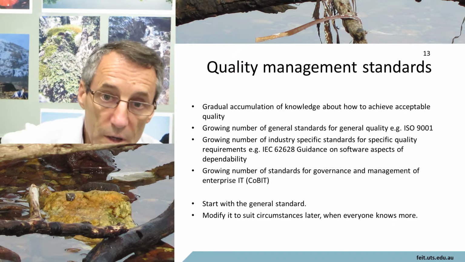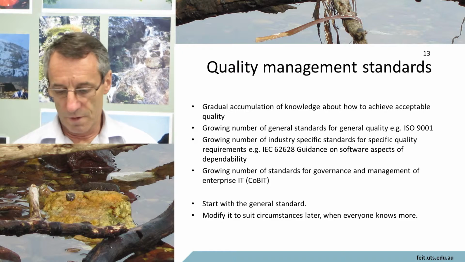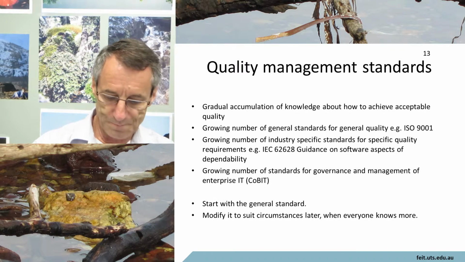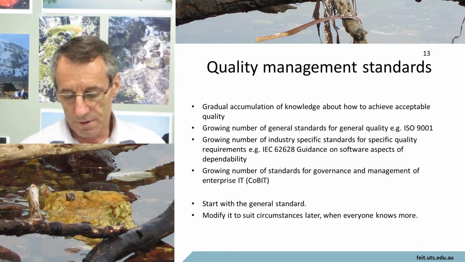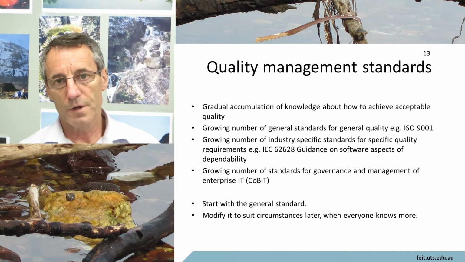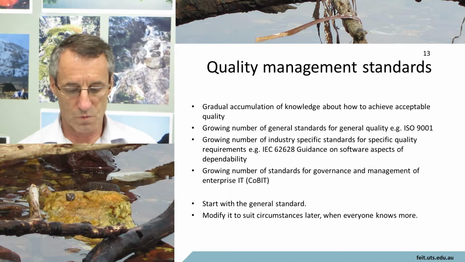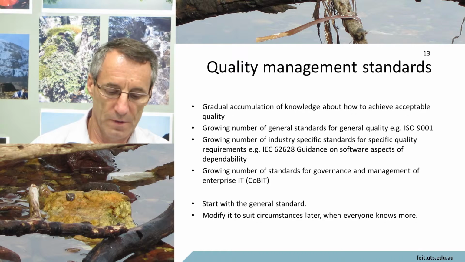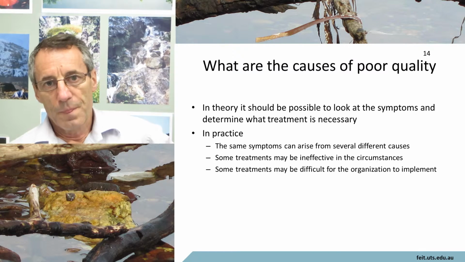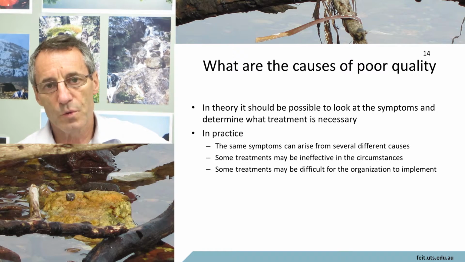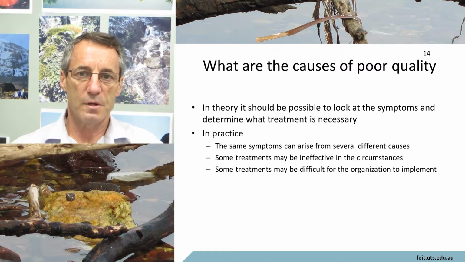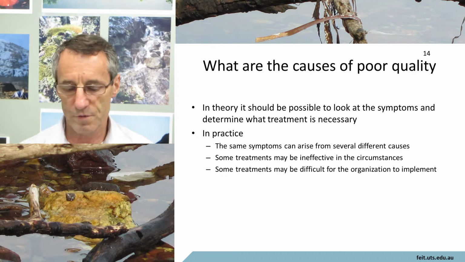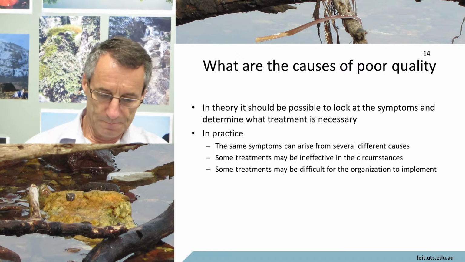There are also a growing number of standards for governance and management of enterprises. An example is COBIT, is one. Generally, though, the idea is you start with the general standard and you modify it to suit the circumstance. And this is what was done with ISO 9001. Now, what are the causes of poor quality? If we know so much about how to produce good quality, how come we still produce poor quality, and why does an audit or assessment help?